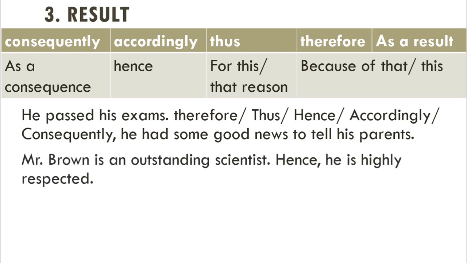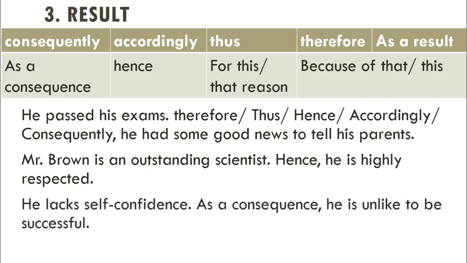Next one. Mr. Brown is an outstanding scientist, hence, he is highly respected. So, to mean result, here we have used hence. As Mr. Brown is an outstanding scientist, for that reason, he is highly respected. He lacks self-confidence. As a consequence, he is unlikely to be successful. So dear boys, here as a consequence, this connector is used to mean result. He lacks self-confidence. As a consequence, he is unlikely to be successful.